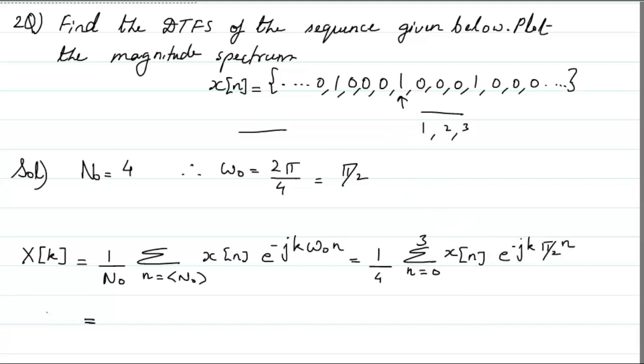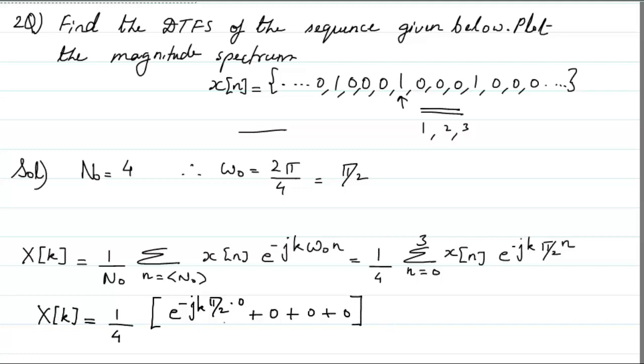So it comes out as x of k is equal to 1 by 4, and then within the bracket I am having x of 0 which is equal to 1, which comes out to be e raised to power minus j k pi by 2 into the value of n here is 0, isn't it? This was for n is equal to 0, and then for all other values of n, that means n is equal to 1, 2, 3, I am having the value 0, so it will be 0, plus for n is equal to 2 it will be 0, plus for n is equal to 3 it will be 0. And what is this value? This value is just 1.